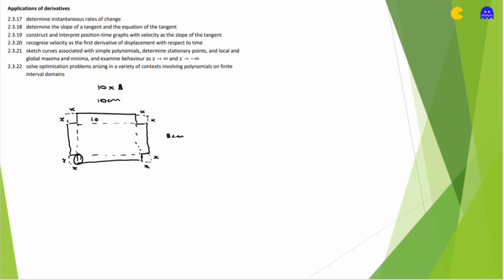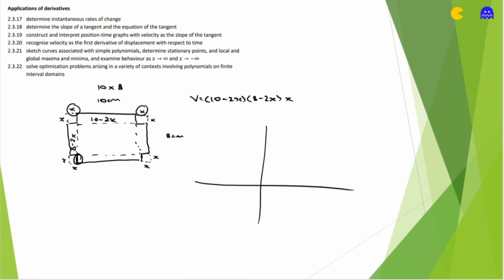And this base side here is equal to 10 minus 2x on either side, and this one here is represented by 8 minus 2x. So if we consider the base of this rectangular box, we have 10 minus 2x and 8 minus 2x. That's the area of our base, multiplied by the height, which is given in this case by x as we fold it up. So our volume is given by 10 minus 2x multiplied by 8 minus 2x multiplied by x. And if we graph this as a function, it would look something like this.